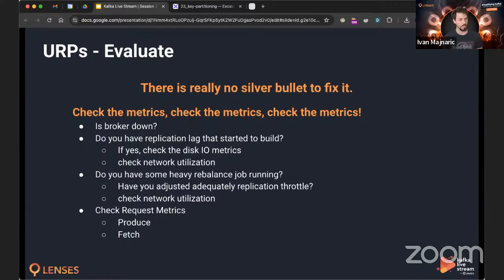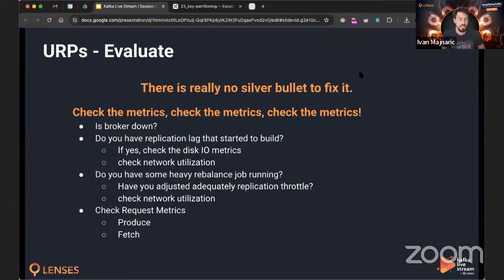Then, in the end, another good thing to check is request metrics. You have produce and fetch request metrics. These are key to help you monitor request handling time. Basically, high latencies on these might indicate that something bad is happening with your broker, and that could actually be leading to the under-replicated partitions. So these are very good to check.